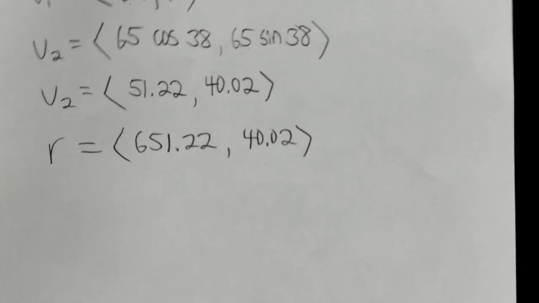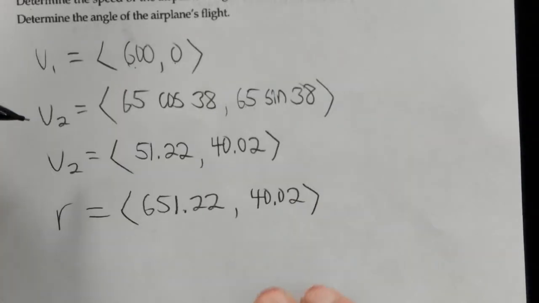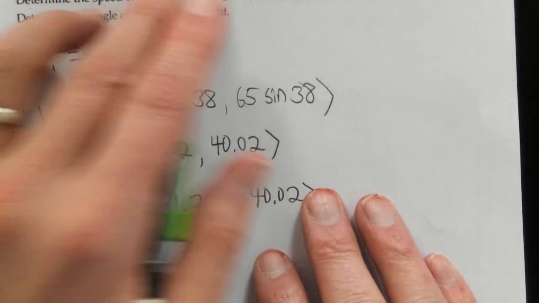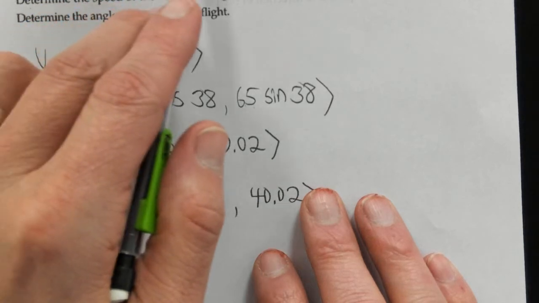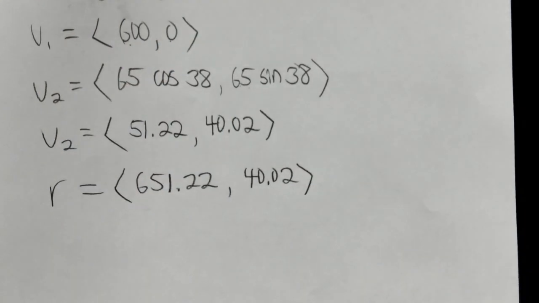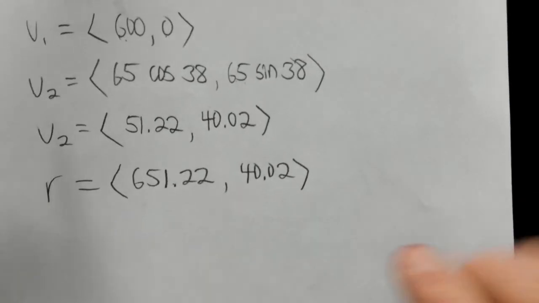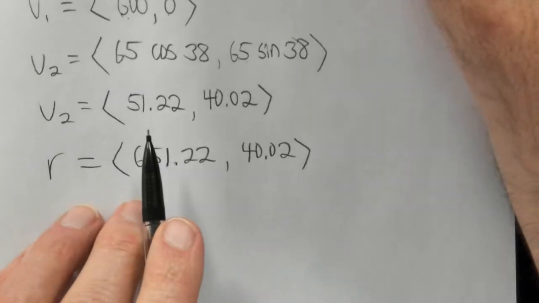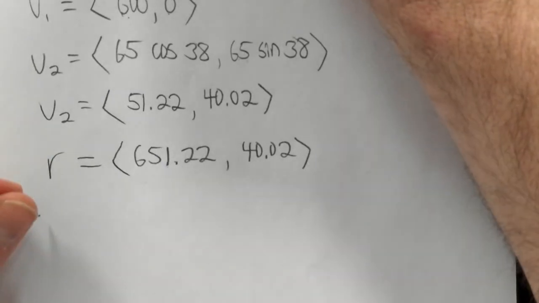Okay? Now, what do we need to find from this resultant vector? We need to determine the speed of the airplane's flight. Well, remember, even though it's going 600 miles per hour, the tailwind behind it is going to make it actually travel a little bit faster than that. How much faster? Well, we need to figure out the magnitude of the resultant vector to figure that out. So that's what we'll do now.